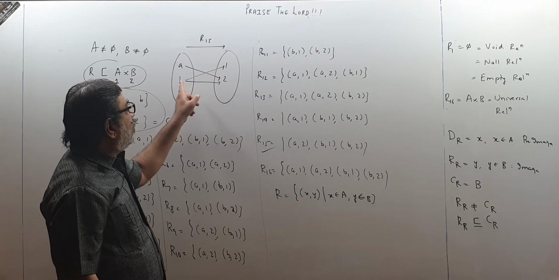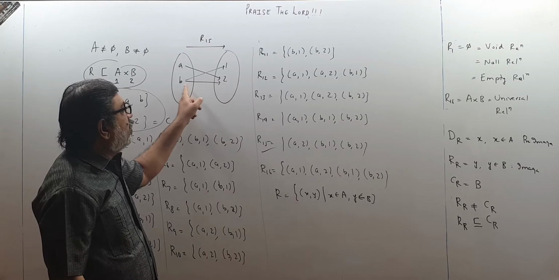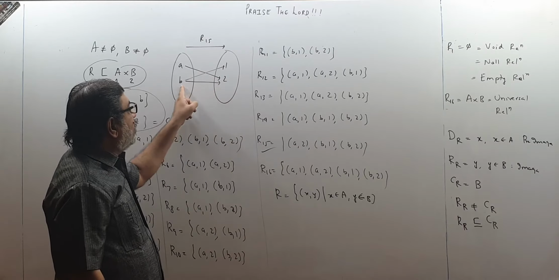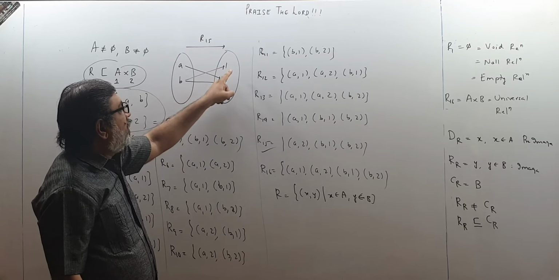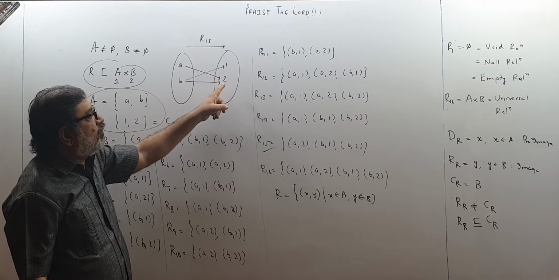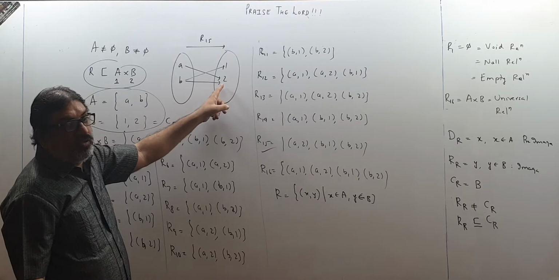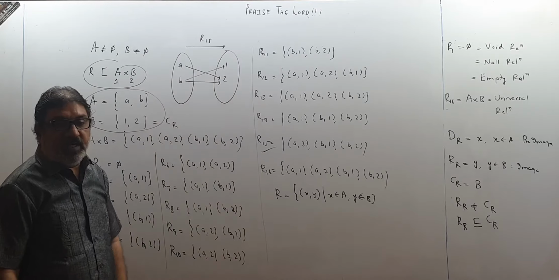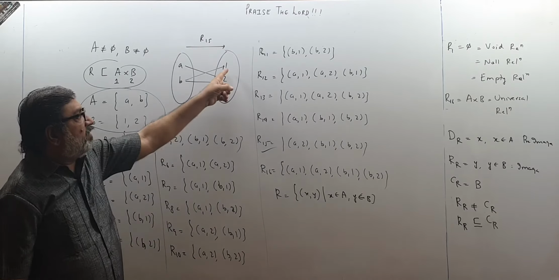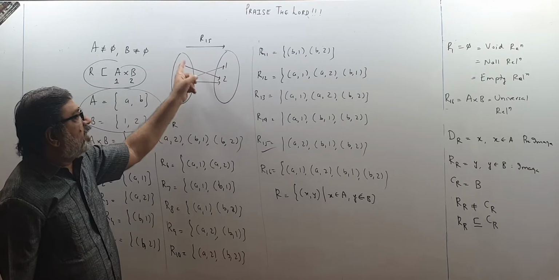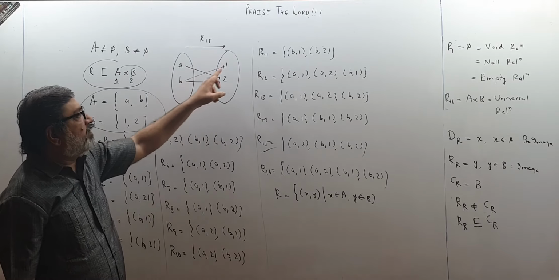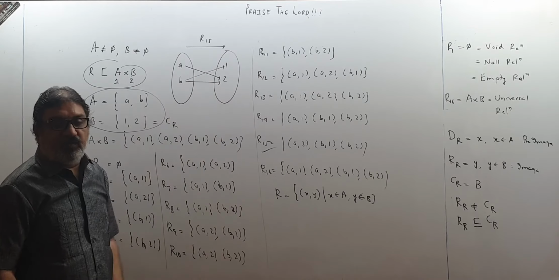So 1 is the image of B, 2 is the image of B, and 2 is the image of A. A is the pre-image of 2, B is the pre-image of 2, B is the pre-image of 1. Think like this. So these are pre-images and these are images. 1 is the image of B, 2 is the image of A, 2 is the image of B, A is the pre-image of 2, B is the pre-image of 1, B is the pre-image of 2, like this we say.